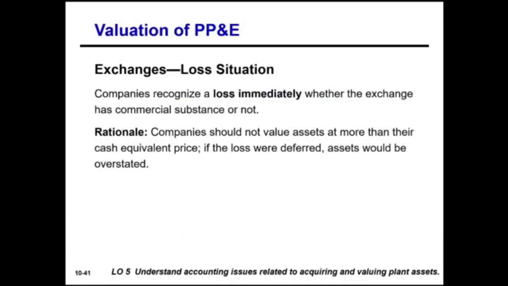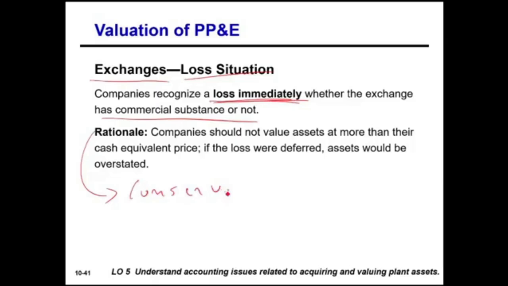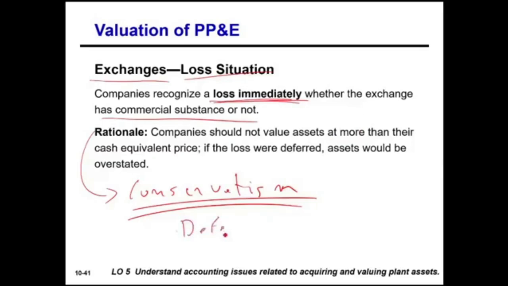So, again, exchange loss situation. If it's a loss, you recognize the loss immediately, whether the exchange lacks commercial substance or not. What's the rationale behind this? One of the concepts behind this is conservatism, because if you have a loss, recognize the loss immediately. So basically understate, don't overstate your assets or your gains. Companies should not value assets at more than their cash equivalent price, because if we defer the loss, it means the cost of our asset is going up.